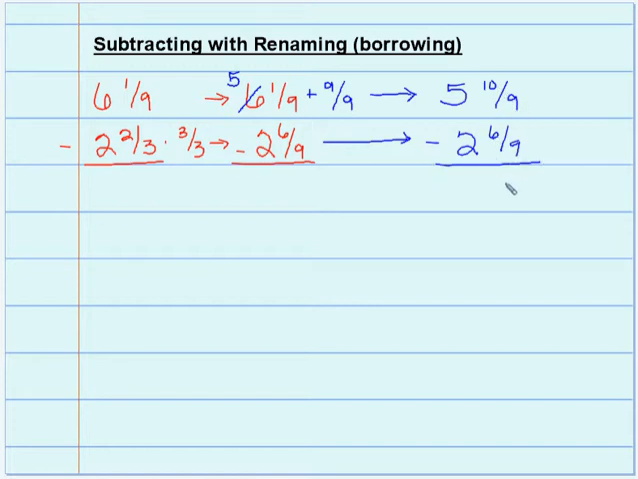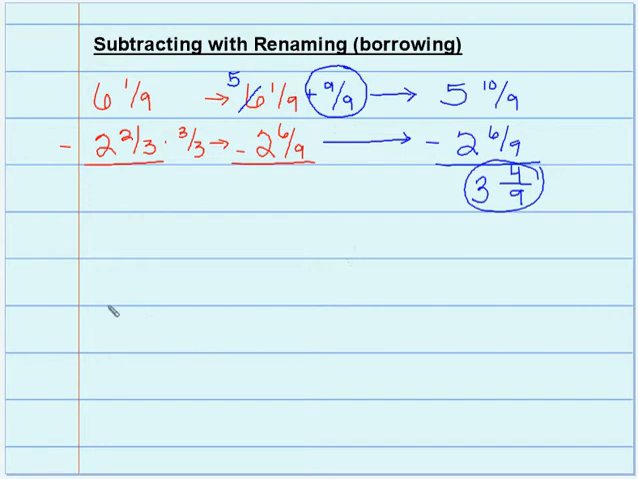Okay, so leave the denominators alone. 10 minus 6 is 4, 5 minus 2 is 3. So my answer is 3 4/9. Okay. So this is the tricky part right here. Remembering that you're borrowing 1, but it's written as the fractional component. Okay.